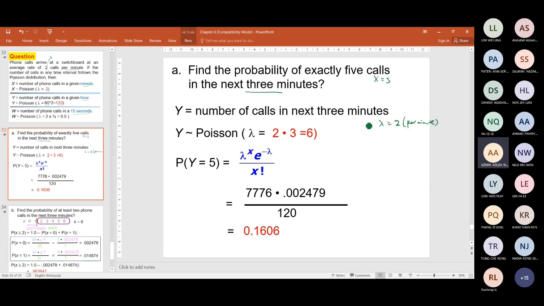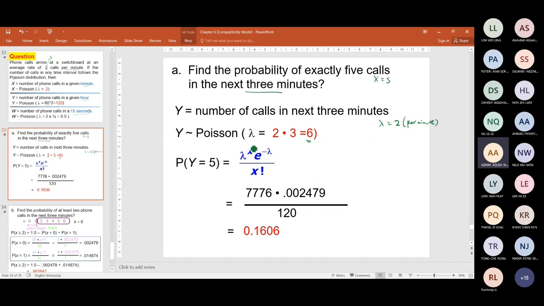Okay. So if the question asks you 3 minutes, then 3 times 2. So because 1 minute is 2, so 3 minutes, 3 times 2. So your lambda is now 6. Okay, so just find P(Y equal to 5) or P(X equal to 5), doesn't matter. Lambda to the x, e to the negative lambda, over x factorial. So lambda is now 6. 6 power of, it's actually y here.